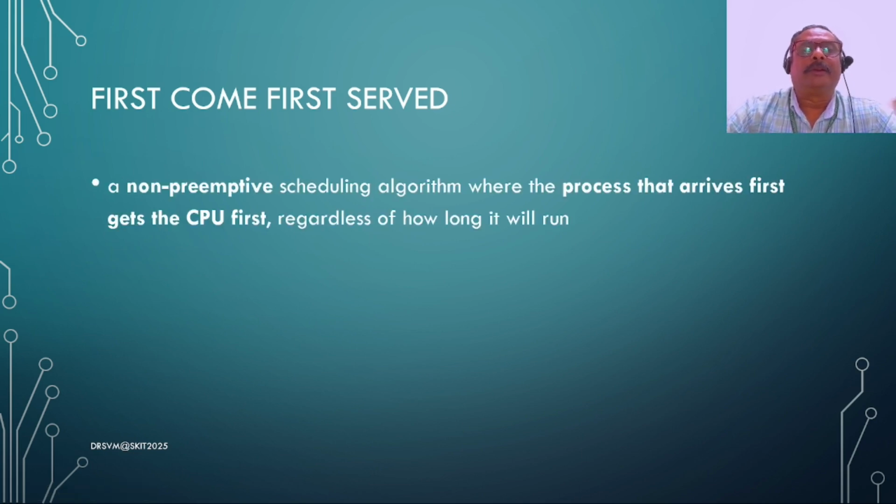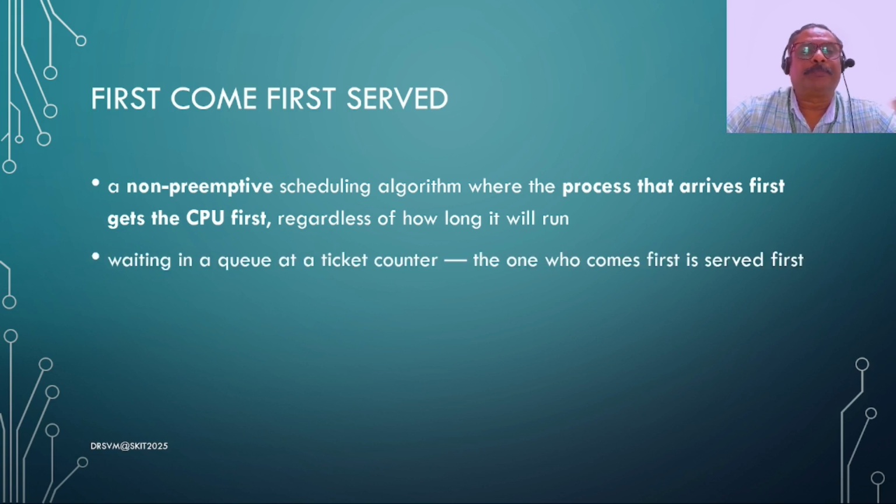It's a non-preemptive scheduling algorithm where the process that arrives first gets the chance to use the CPU first, and it doesn't matter how long it takes to run. So the process time doesn't make any sense here. What makes sense is only the arrival time. The one which comes first gets the chance first to run, and it is non-preemptive. That means once a process gets a chance, it continues to run till the end.